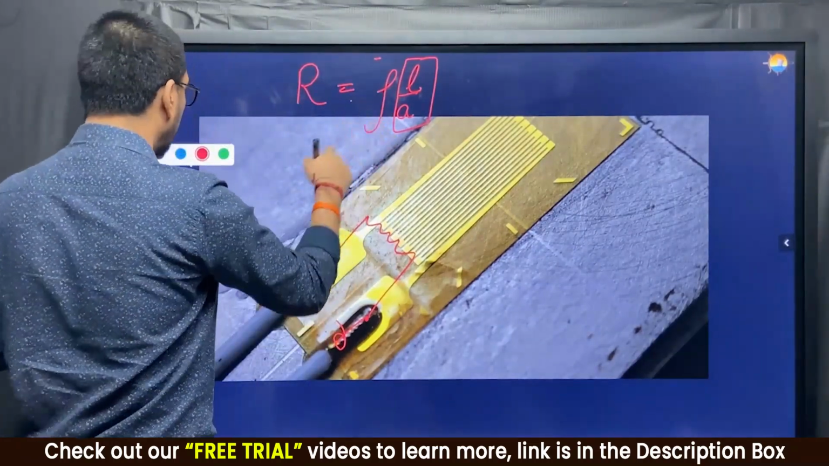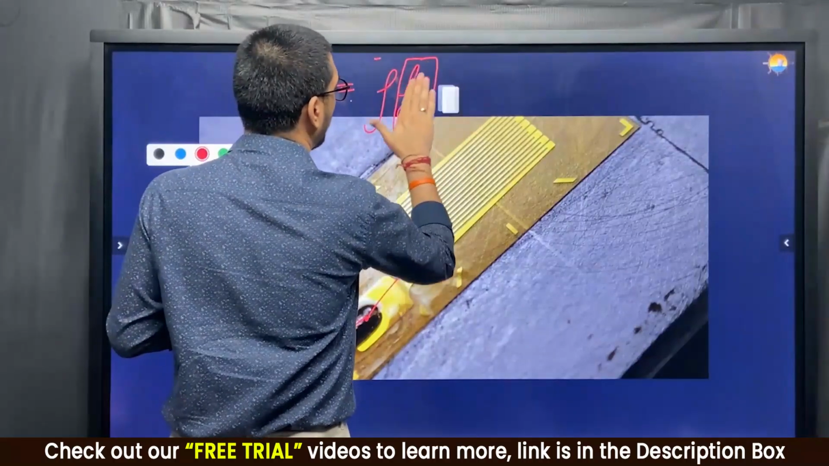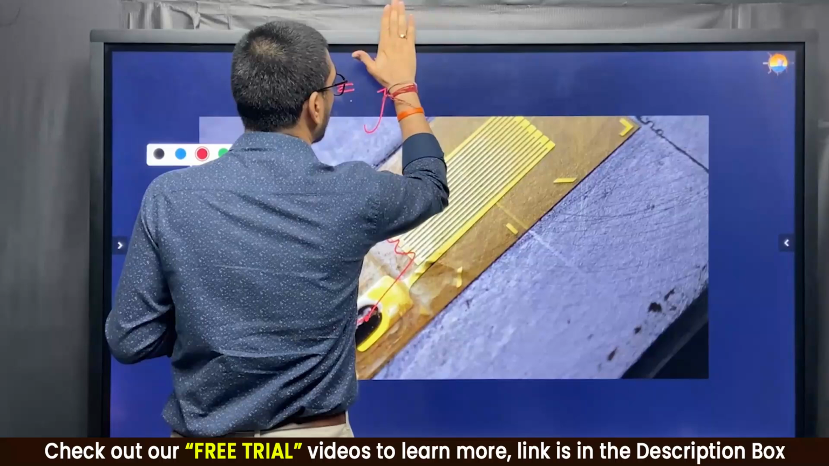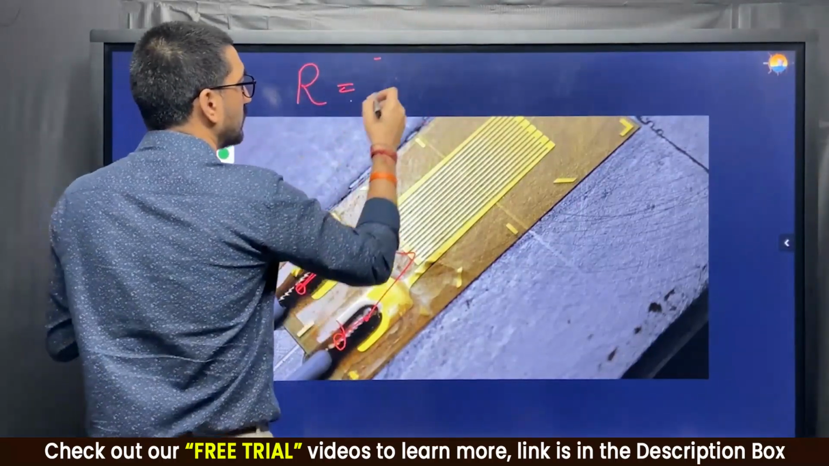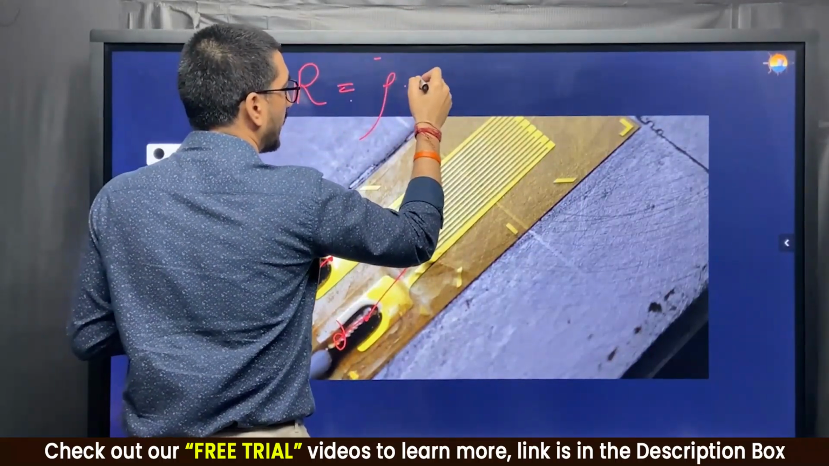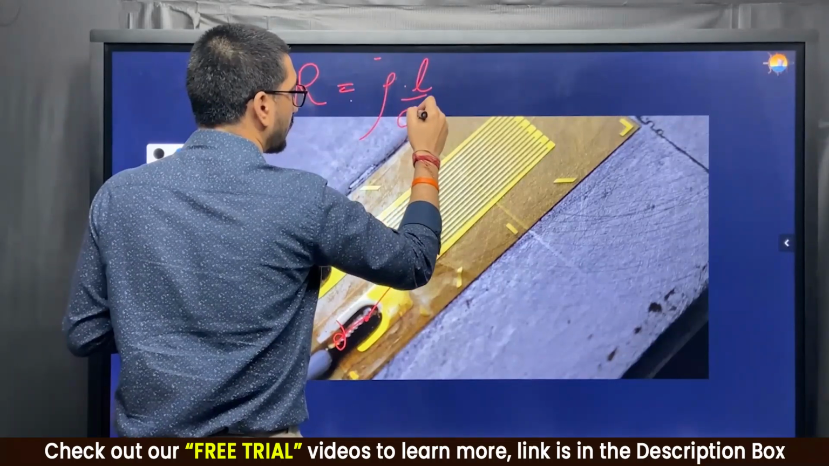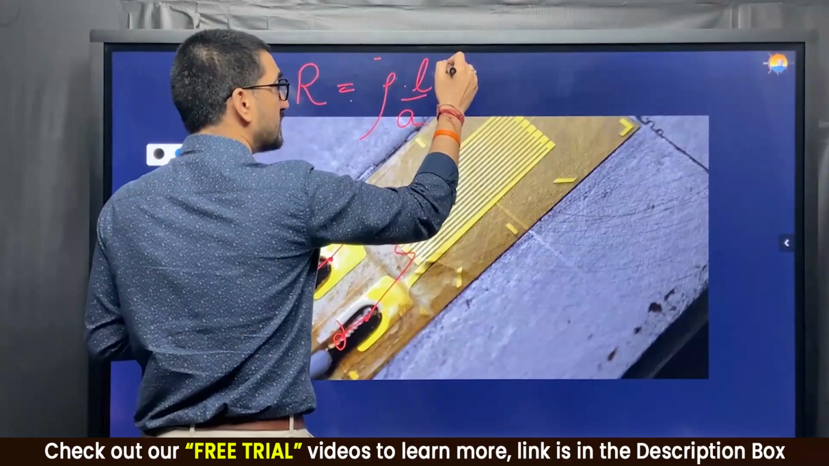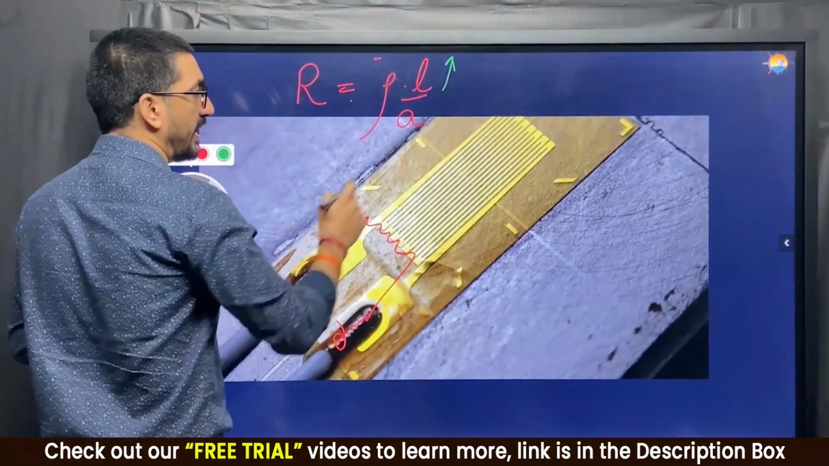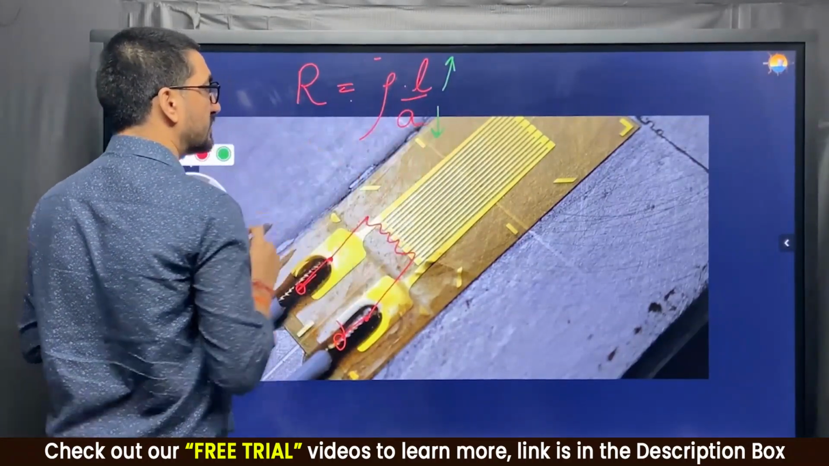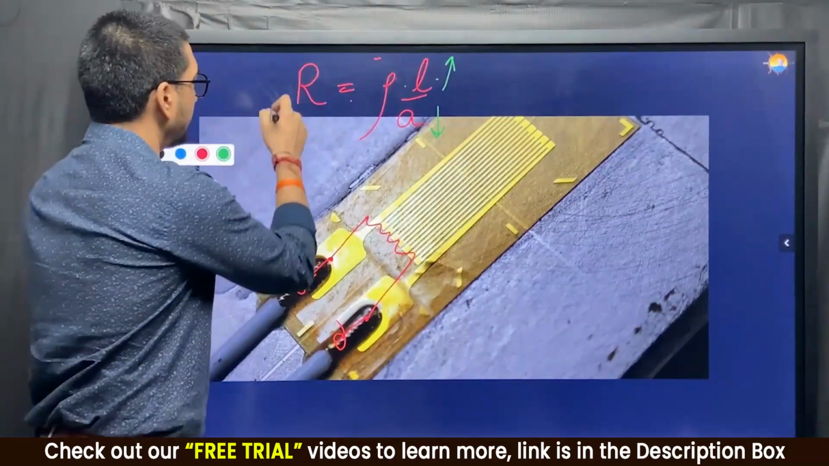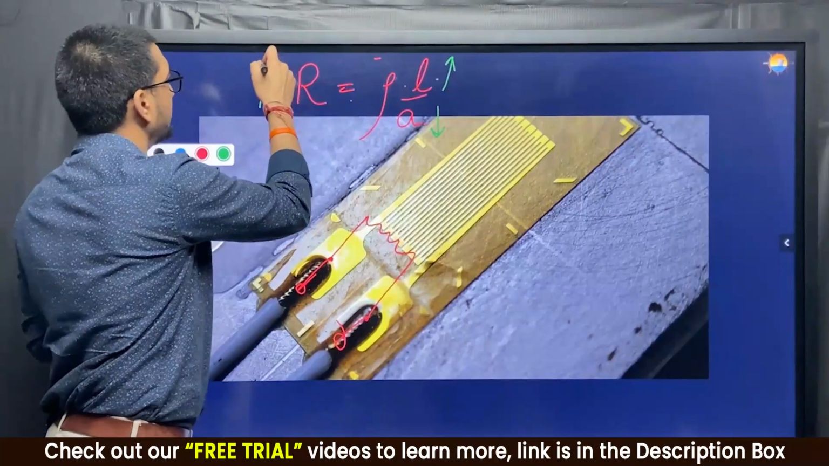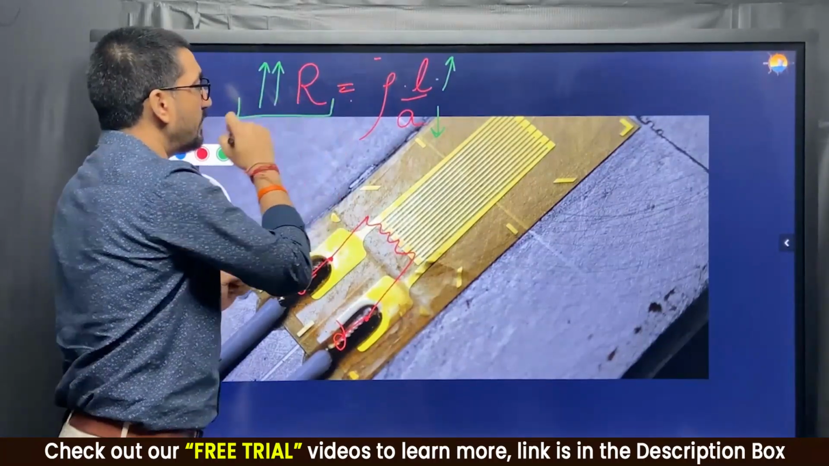And what is happening here? Let's see. Once again, rho L over A. So when there is a deformation, length is going to increase and area is going to decrease. So when length increases, resistance will increase, and when area decreases, again resistance increases. So it's a double action.